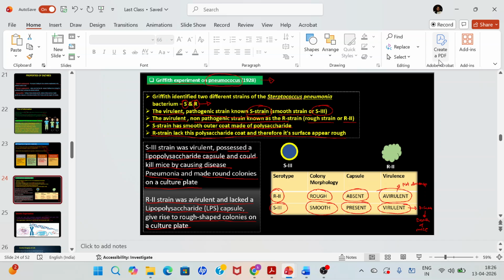Okay, so basically in this experiment they have proven that information travels from one generation to the next through some molecule which carries this information.